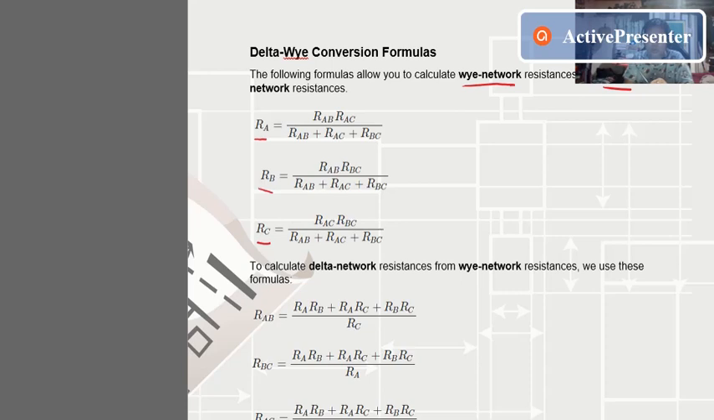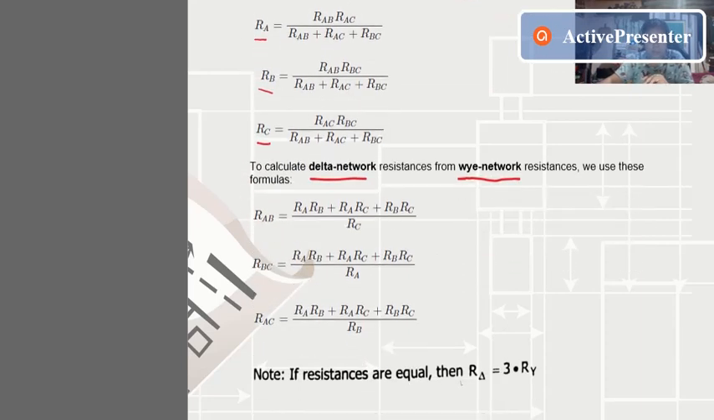We also have a formula to calculate delta network resistances from Y network, so from Y to delta network. RAB is equal to RA multiplied by RB plus RA multiplied by RC plus RB multiplied by RC, over RC. So for RAB, take note. For RBC, it is the same as above, the difference is it is over RA. And for RAC, it is the same again, and over RB.